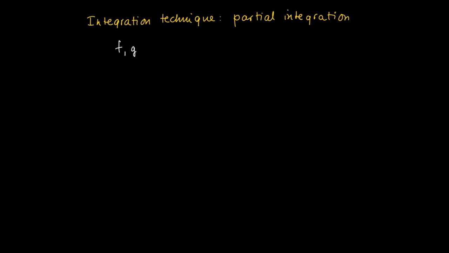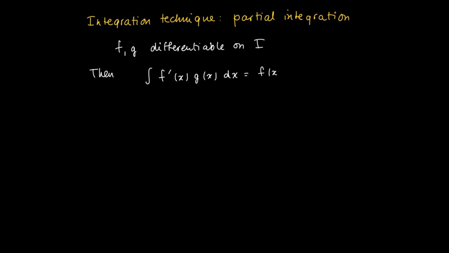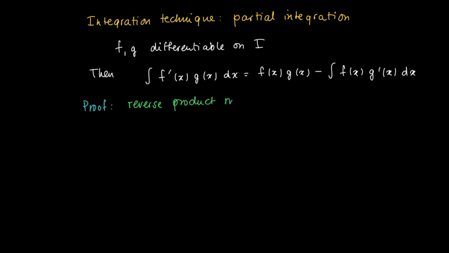Now suppose we have two differentiable functions on some interval. So we can speak of f prime and g prime. And what the partial integration technique basically says is that we may find a primitive of the function f prime x times g x as follows. We take the original function f x and multiply it by g x, and we subtract the primitive of f times the derivative of g. So we kind of reverse the way we look at f and g.